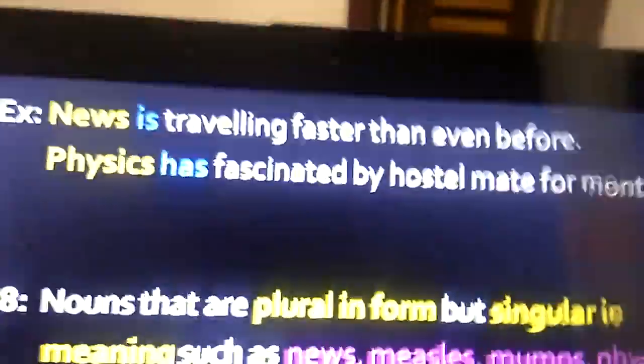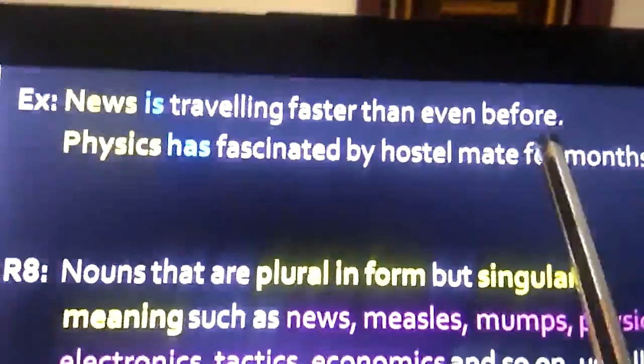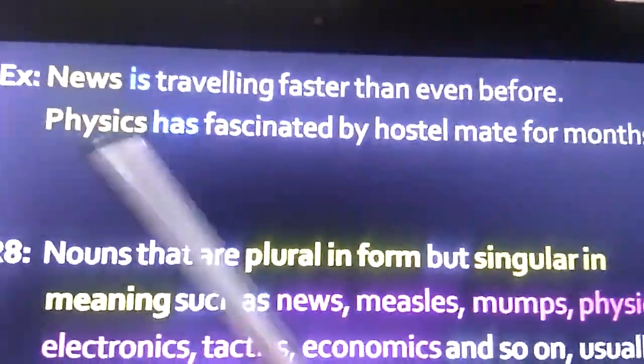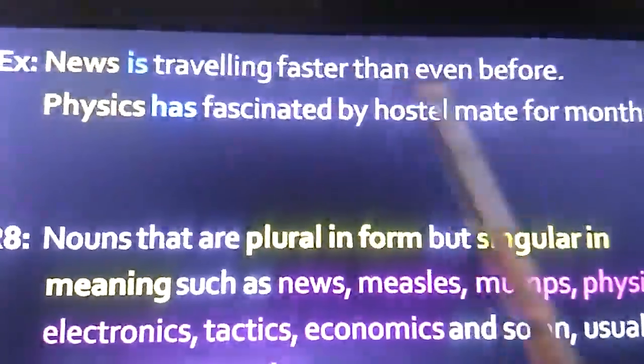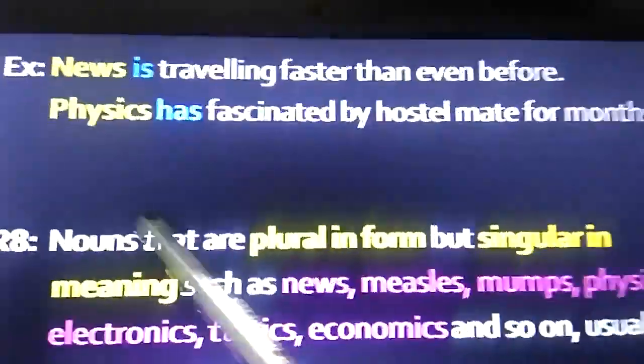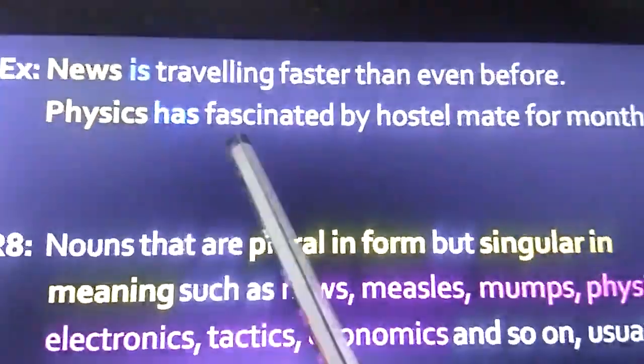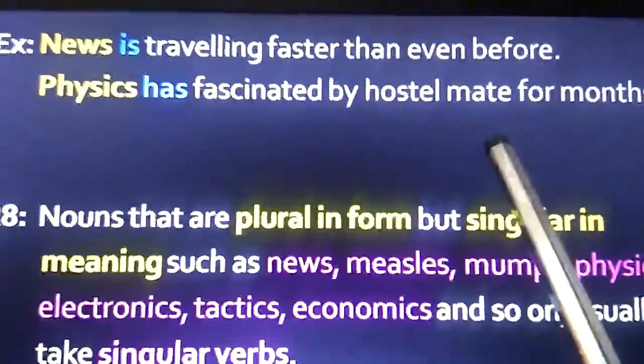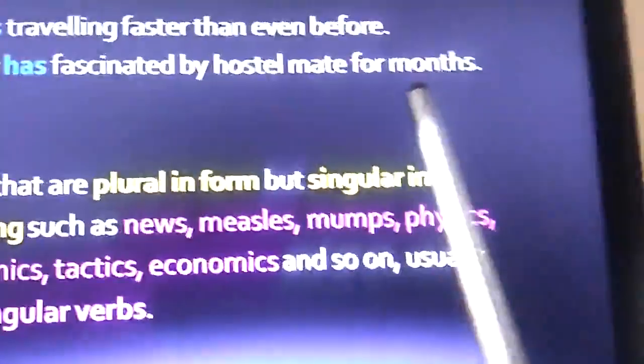And we take one more sentence. News is traveling faster than ever before. See the second example: Physics has fascinated my hostel mate for months.